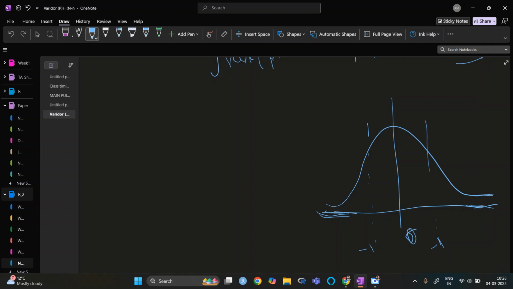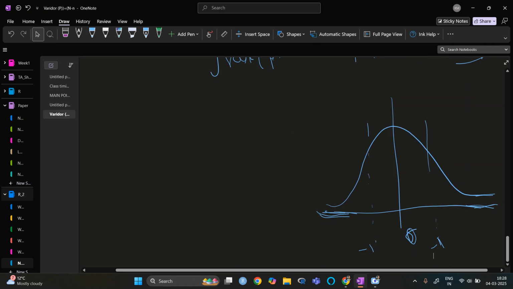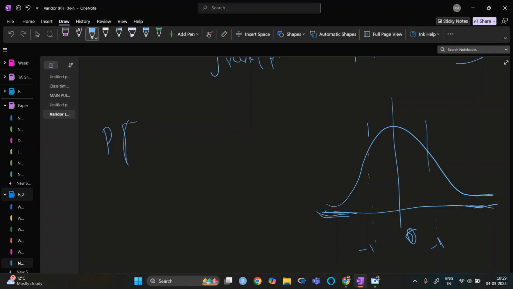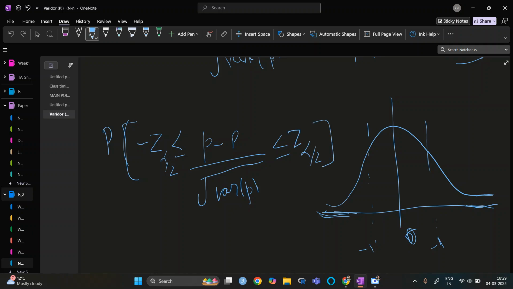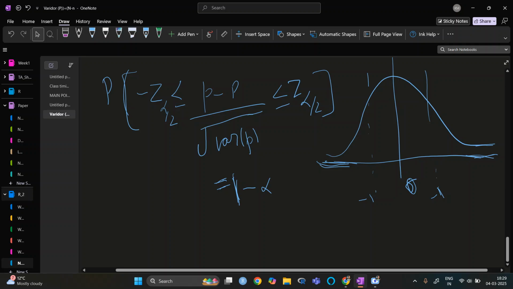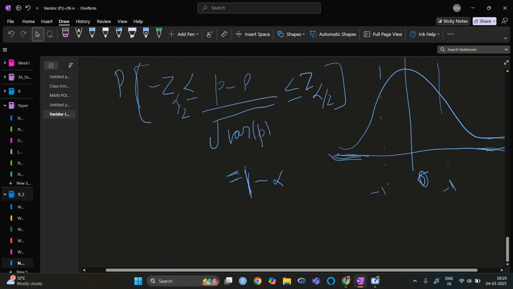So what we say is that the probability that (p minus capital P) divided by the square root of variance of p is in between minus z alpha by 2 to z alpha by 2 is 1 minus alpha. So that also we can see.